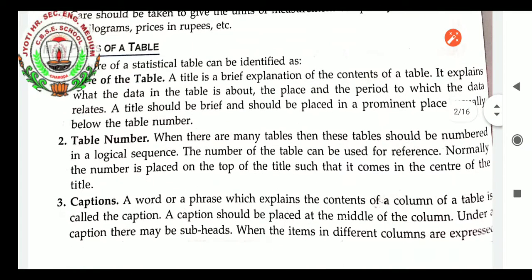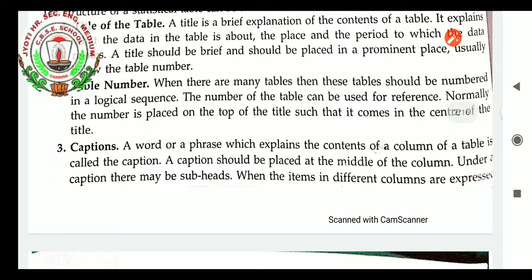Table number, when we talk, student, when there are many tables, it is better to give numbering to the table so that it can be easily retrieved and explained to the people. When there are many tables, then the tables should be numbered in a logical sequence. The number of the table can be used for reference. Normally the number is placed on the top of the title such that it is in the center of the title.